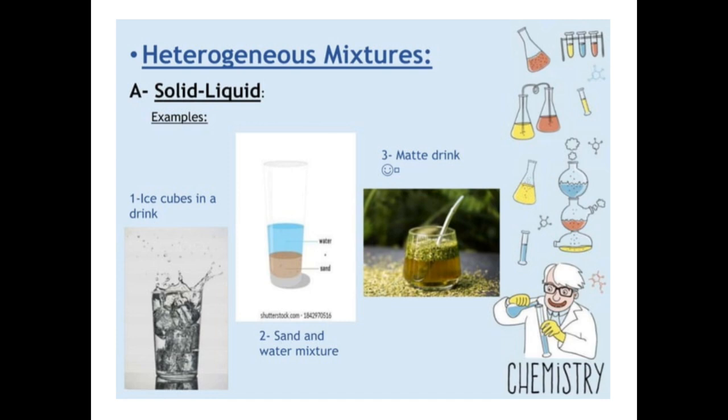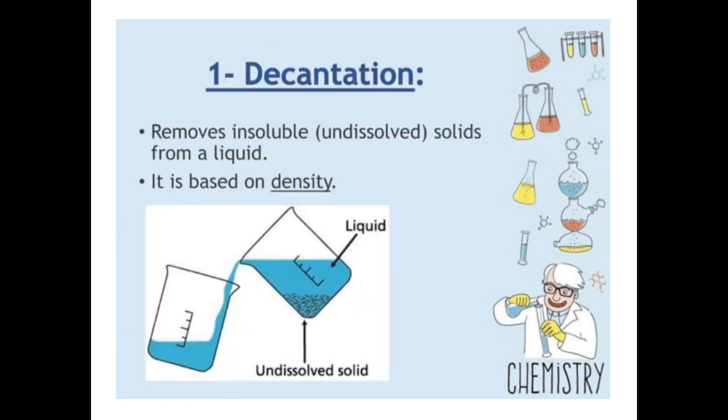All the heterogeneous mixtures, how we can separate them. In heterogeneous mixtures, you can have a solid-liquid mixture. For instance, when you have ice cubes in a drink, they are heterogeneous because you can see the ice and the drink separately, the sand and water in a mixture, and the drinks. So how do you separate a solid-liquid heterogeneous mixture?